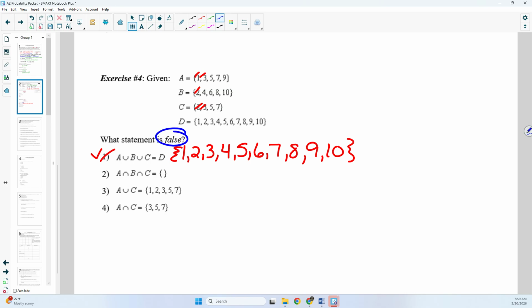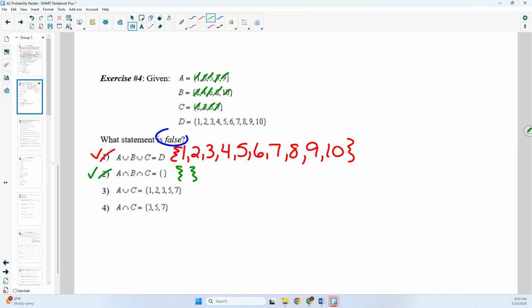The next one, the intersection, what A, B, and C all have in common, is nothing, it says. So they don't have a 1, these two have a 2, but the other one doesn't. Not all have a 3, right? They all have to have the item. So there is nothing they have in common. We would call this the empty set. So that one is also correct. We're going to cross that out.